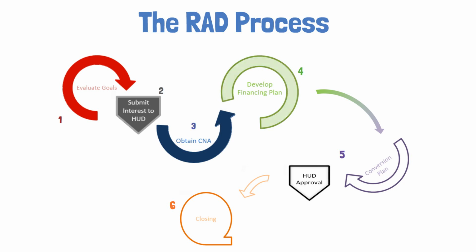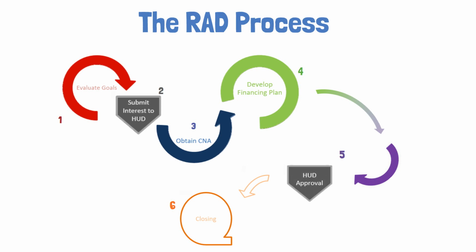4. Developing a financing strategy to ensure all development and operating costs are addressed, including rehab and long-term repair and replacement needs. 5. Submitting a conversion plan for HUD's review and approval. And 6. Closing that transaction, performing the rehab as needed, and preserving the asset for the next 20 years. In this video, we will walk through each step of the conversion process.